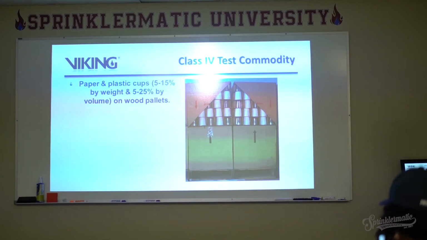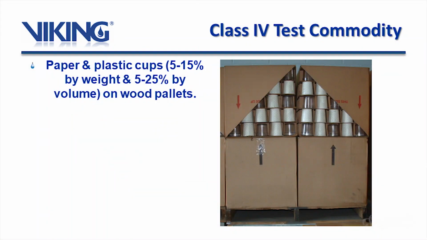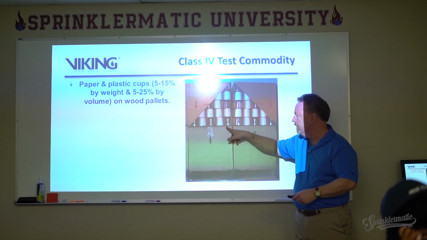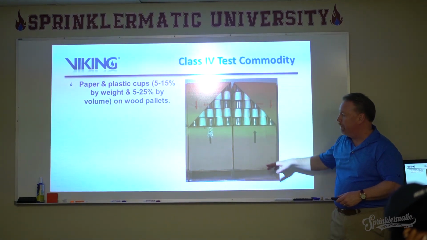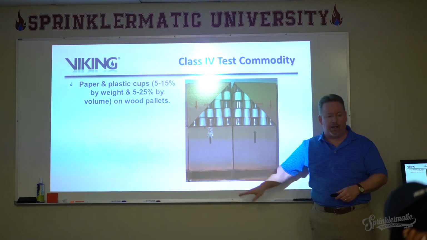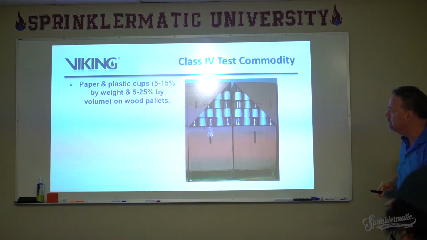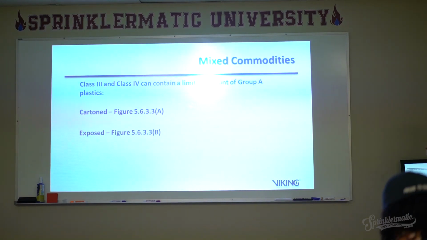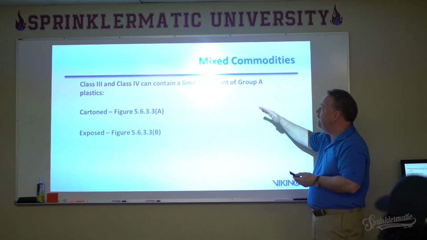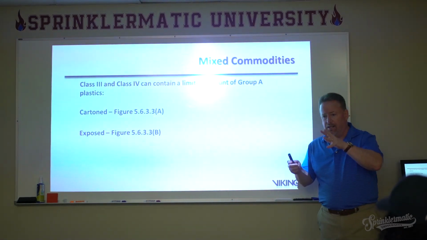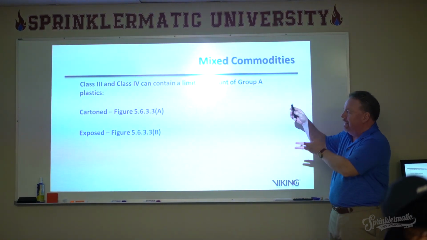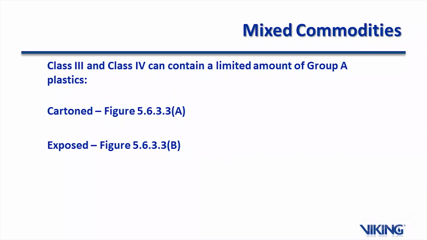What we did to test this then was paper and plastic cups together. All right, 5 to 15% by weight, 5 to 25% by volume. So you can see that they're interspersed here with the paper cups in single corrugated cartons on a pallet. So when we take a look at how we determine that language before, that class 3 and 4 can contain a limited amount of group A plastics, so it's cartoned or exposed for B.